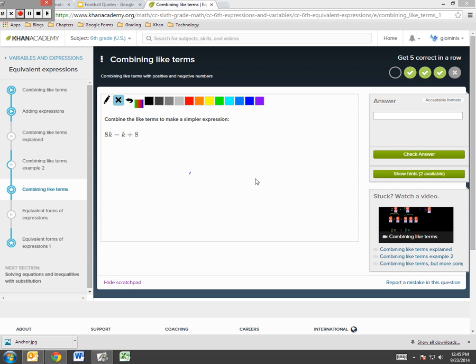Giomini. I want to model for you combining like terms because there's some adding and subtracting of negative numbers. We'll take a look here. First one, we have 8k minus k plus 8. Now, we talked about in class we have to find like terms.